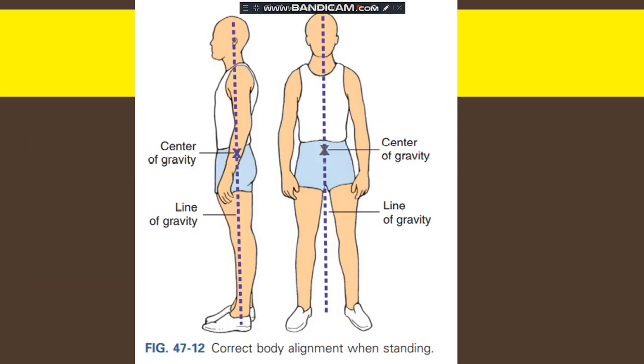This picture well explains the anterior view as well as the lateral view of a patient who is in standing position. So we have to identify where the center of gravity line passes through and how a person has to stand in proper posture with good, normal body alignment.